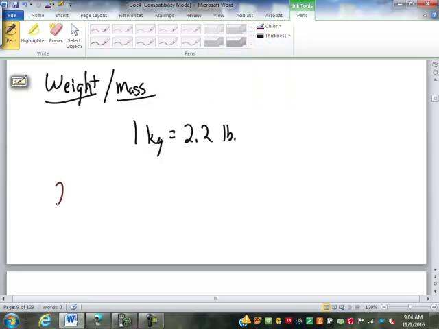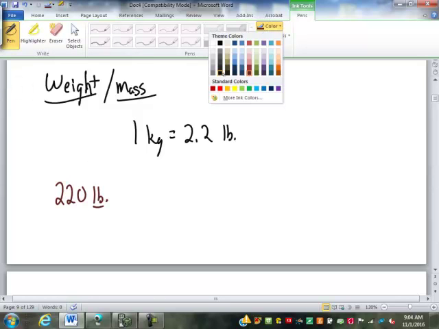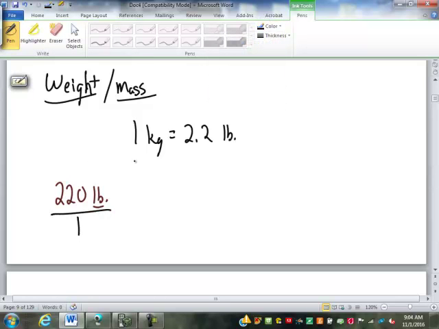So let's say you weigh 220 pounds. Your sheet says 1 pound equals 0.45 kilograms. Yeah, it's going the other direction. So we're going to put pounds on bottom, kilograms on top. 1 kilogram is 2.2 pounds. So all this is telling us to do is take that 220 divided by 2.2. That's 100 kilograms.